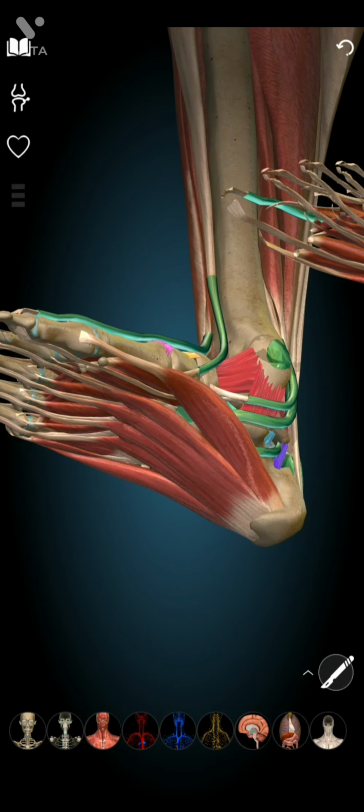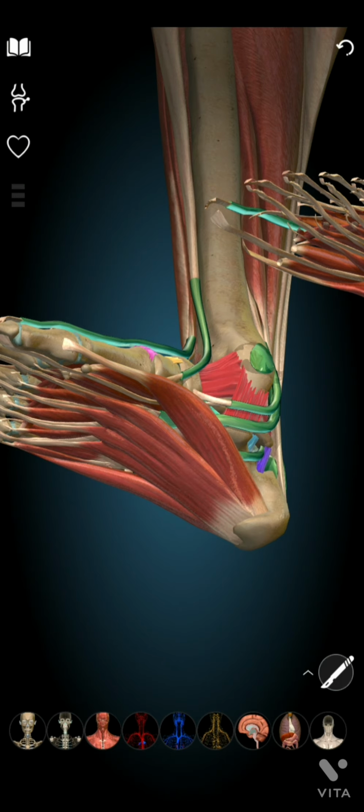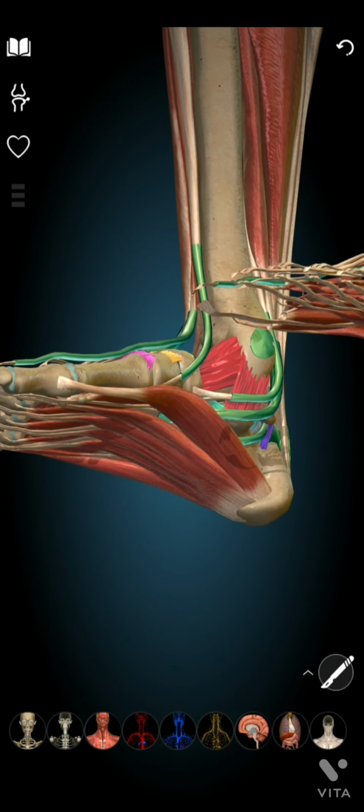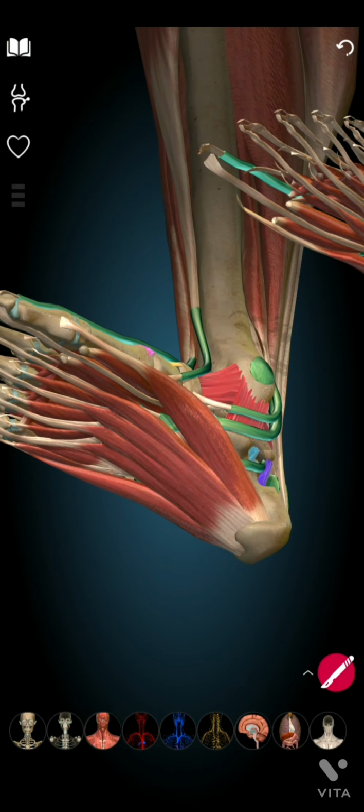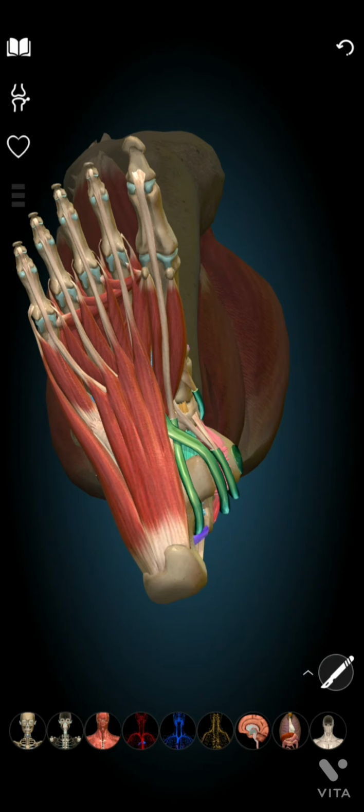Now it's called the abductor hallucis muscle. Its origin is from the calcaneus, such as the calcaneal tuberosity and other bony markings on the bone, which are named differently, so take a look at that. Then we'll remove this muscle. Now if you remove that muscle, we can only see two muscles. The rest of the muscles are somewhat opaque.